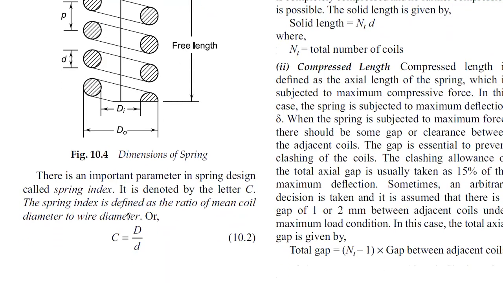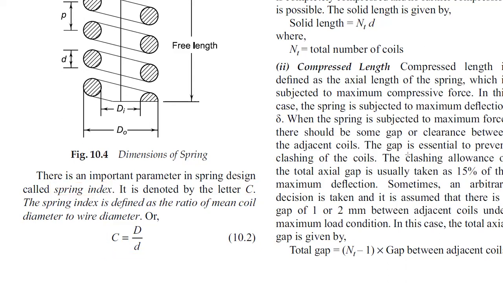There is an important parameter in the spring design which is called spring index. So what is the meaning of spring index? It is denoted by capital C, and the value of C can be denoted by capital D divided by small d. So spring index is defined as the ratio of mean coil diameter, meaning the entire spring diameter, divided by the wire diameter, which is denoted by small d.